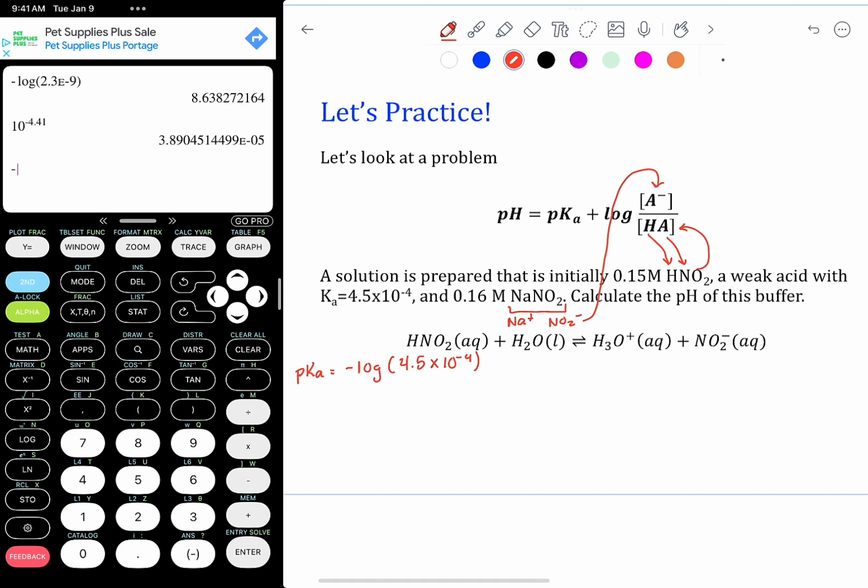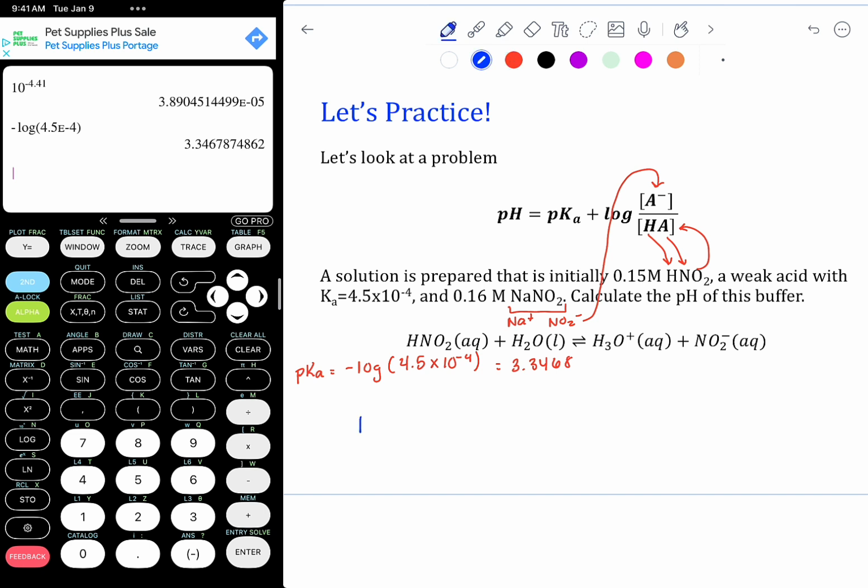So we do negative log 4.5 times 10 to the minus 4. And we get a pKa of 3.3468. Let's leave a few extra decimal places on there because that's not our final value that we want. So we don't want to take significant figures into account quite yet.